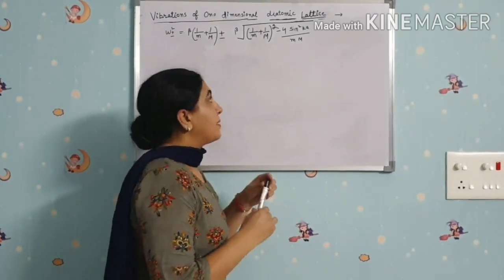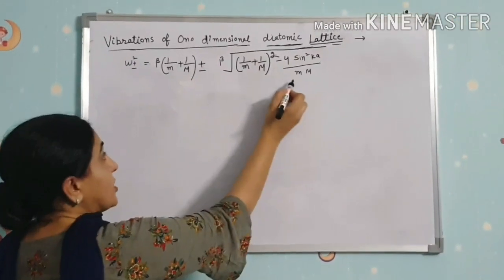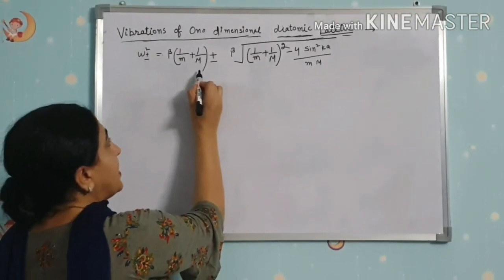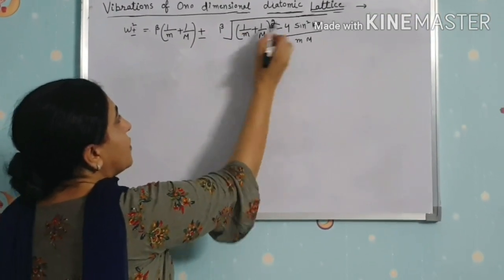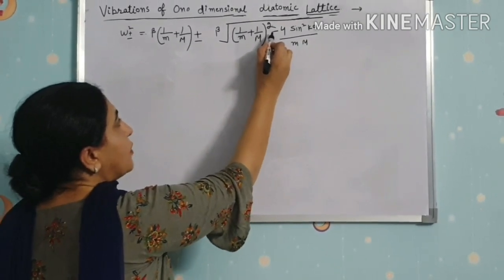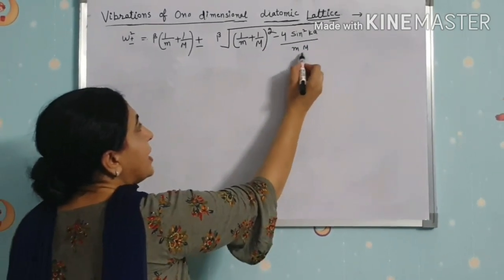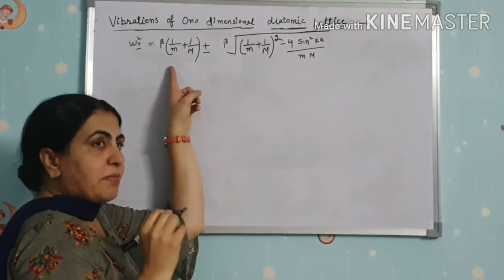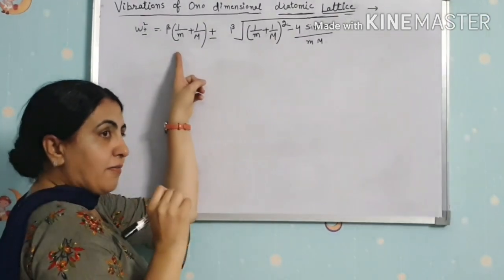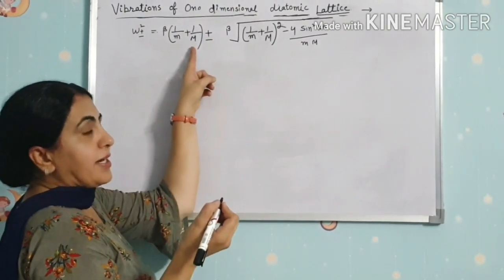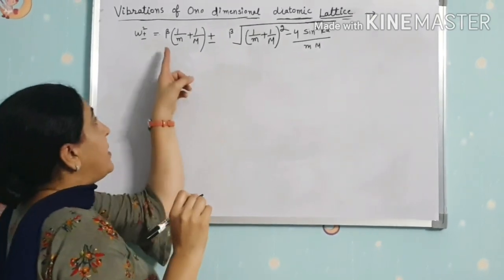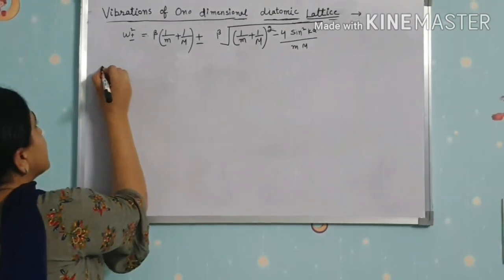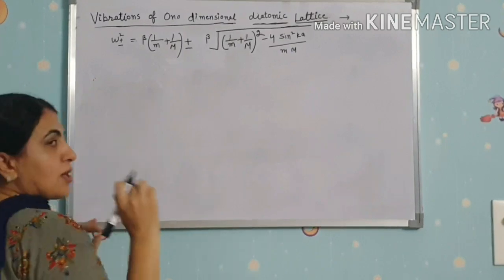So first, in the previous lecture, we have derived this relation. Here, omega square is equal to beta times (1 over m plus 1 over capital M) plus or minus beta times the square root of (1 over m plus 1 over capital M) whole square minus 4 sine square Ka divided by small m into capital M. What is small m? Small m is the mass of the light atom and capital M is the mass of the heavier atom. Clear? And beta is the spring constant. Clear? So first we will discuss the optical branch.